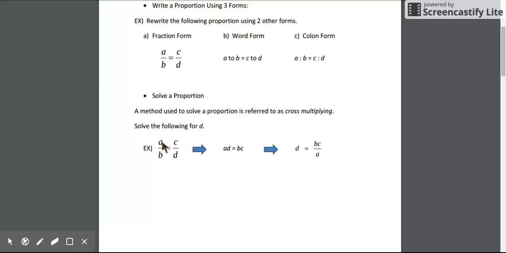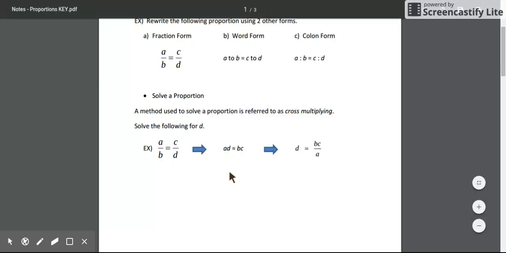And it doesn't matter which of these you multiply. It doesn't matter what order you multiply in, but you're always doing one diagonal product and setting it equal to the other diagonal product. So in this example, I want to solve for D. So I want to take it one more step here. So to solve for D in this equation, I need to divide both sides by A. So by doing that, I'm given the solution, the product of BC divided by A.